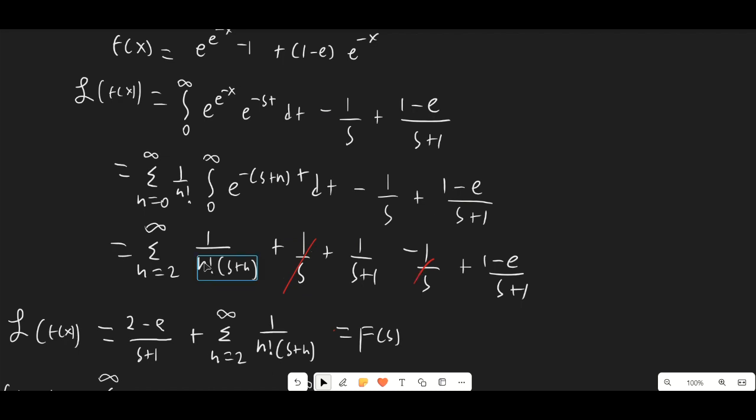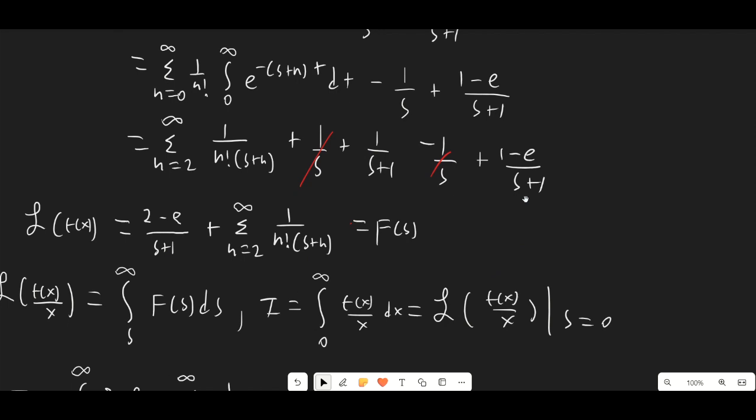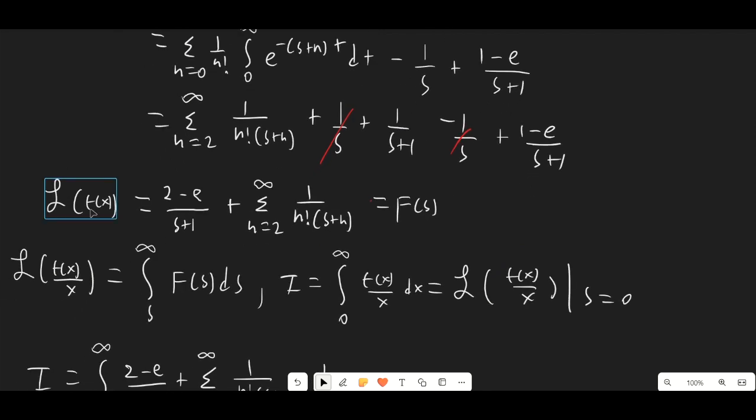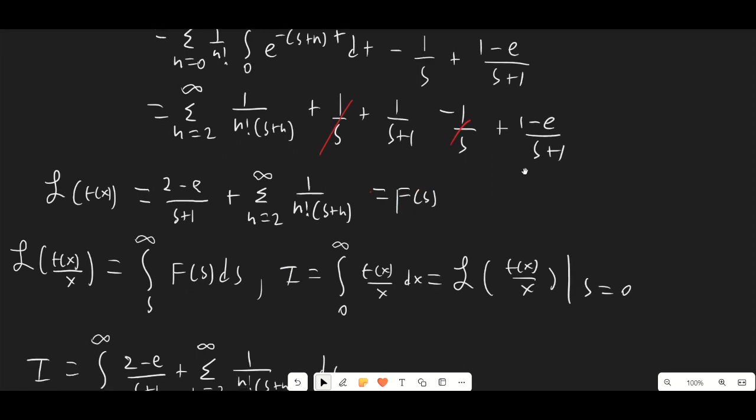And for the second term, we're going to get 1 over s plus 1, which actually is a like term that we'll combine with this over here. So that way, we're going to end up with the Laplace transform of f of x equals 2 minus e over s plus 1, plus the sum from n equals 2 to infinity of 1 over n factorial times s plus n in the denominator, and we'll just call this f of s.